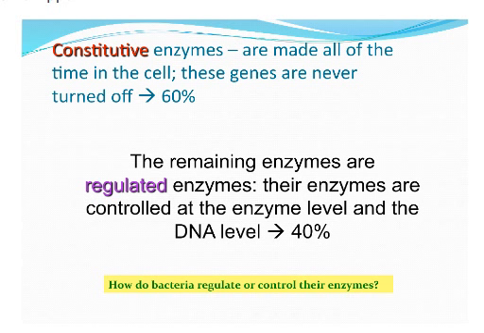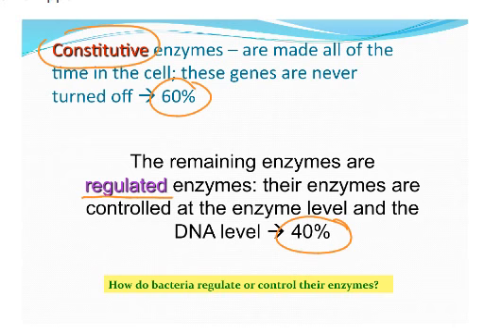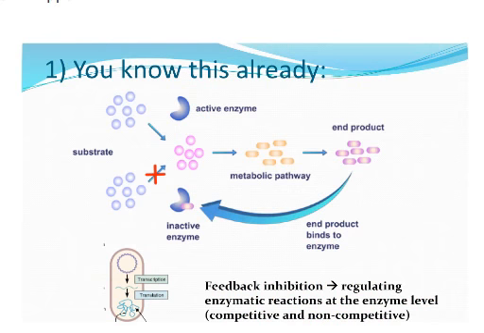Constitutive enzymes are the ones that are on all of the time. So 60% of the enzymes within bacteria are constitutive, which again means that they are never turned off. Then the remaining 40% are actually regulated, which means they're controlled at both the enzyme and the DNA level. So what we want to talk about in this PowerPoint is how do bacteria regulate or control their enzymes?